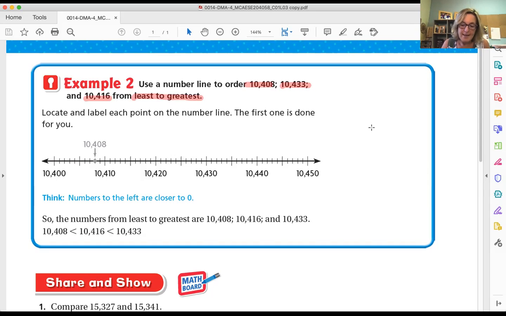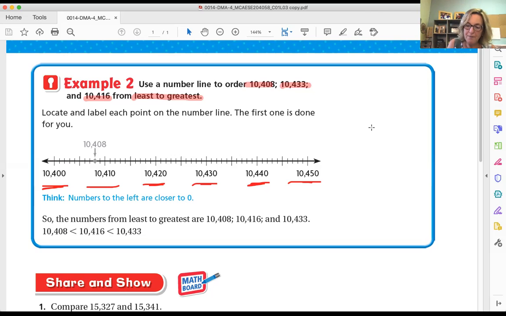So you can see that the first number is already positioned on our number line. And the reason you know that is if you look at the numbers that are here, what are we counting by? Do you see how much each number increases by? Well, hopefully you can see that they're increasing by 10. And if you look at the spaces between the two numbers, there are 10 spaces. So each space is 1.